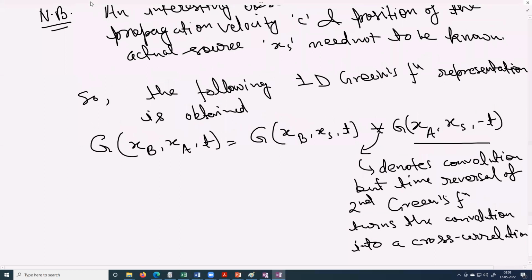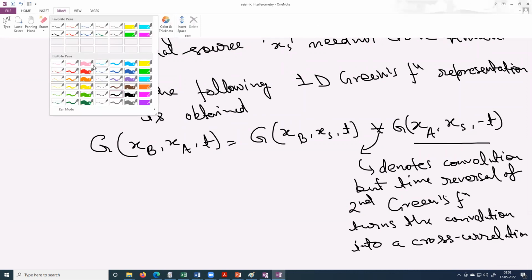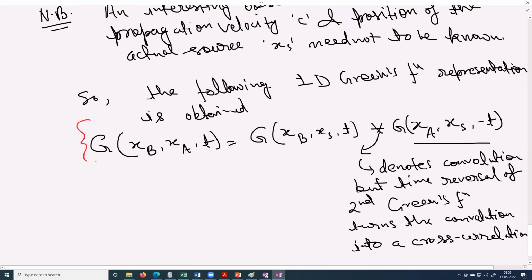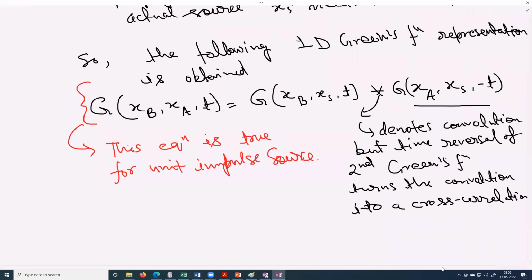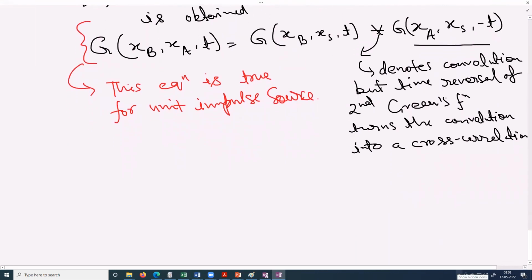So this equation that we have written here is basically true for a unit impulsive source, right? But the source will not always be a unit impulse. It will have some finite amplitude or wavelet, you could say. So for that purpose, we need to write another equation. This is the simplest case that we have considered, and we will build upon it to consider where the source has some finite wavelet.